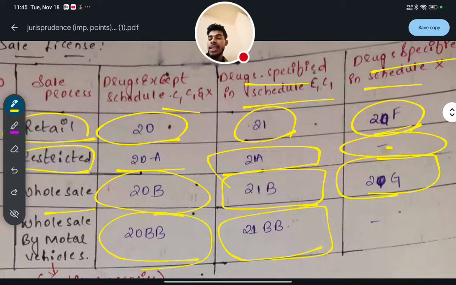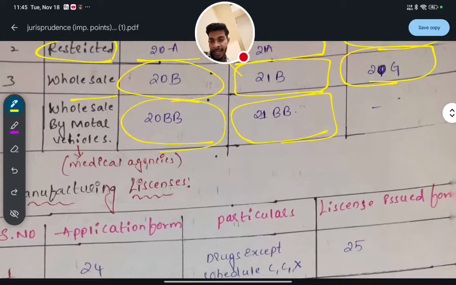And wholesale by motor vehicle means those who take the goods by vehicle, by truck, and sell them. And there is no wholesale by motor vehicle of Schedule X drug. It is restricted. Okay.